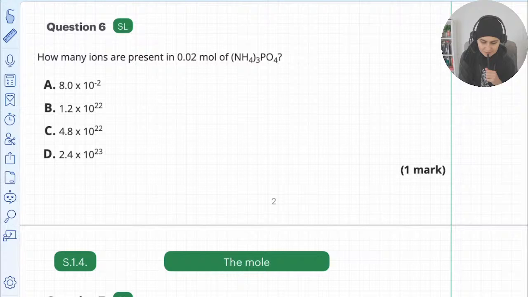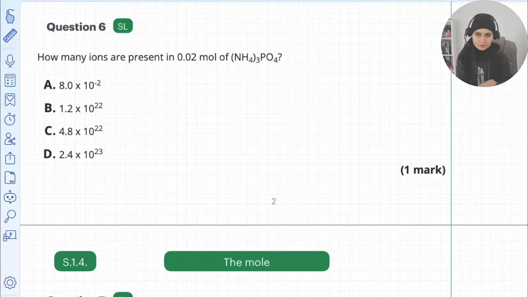How many ions are present in 0.02 moles of (NH4)3PO4? This is the question that a lot of students find difficult. So you need to count the number of ions, and you just have to know that NH4+ is a cation, PO4 3- is an anion.